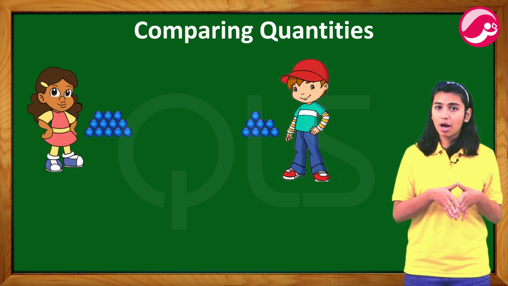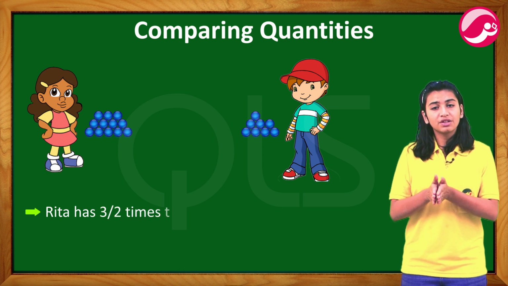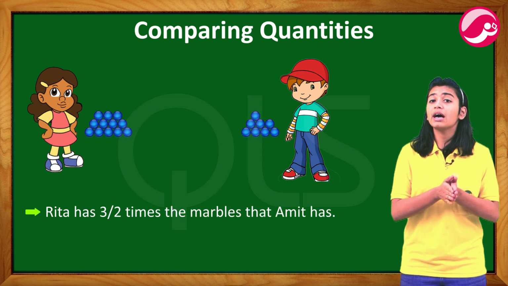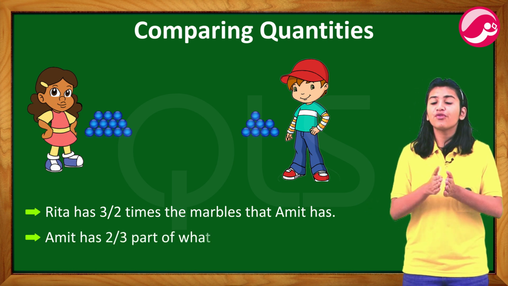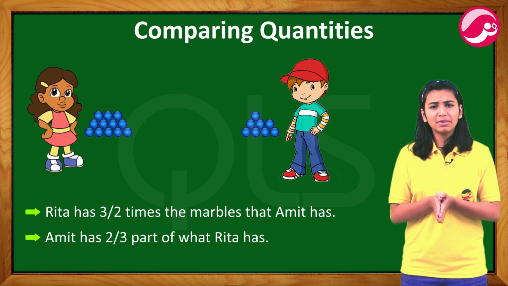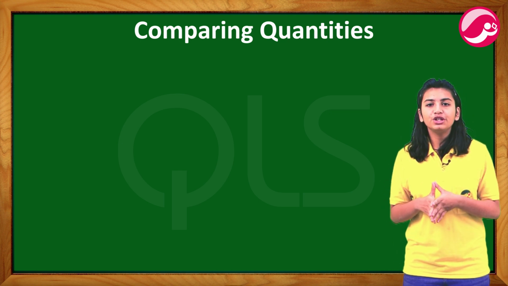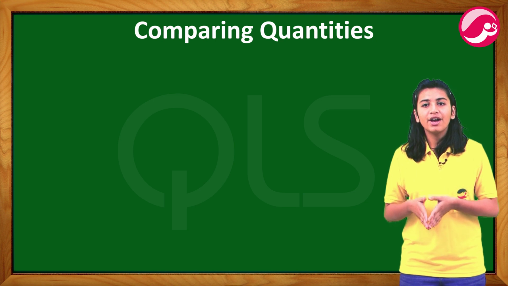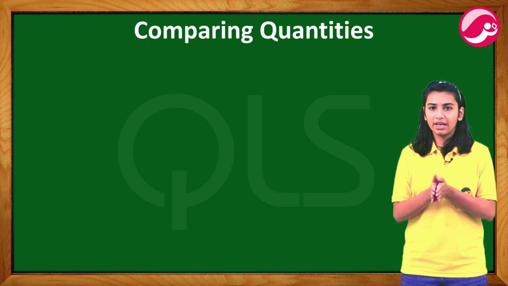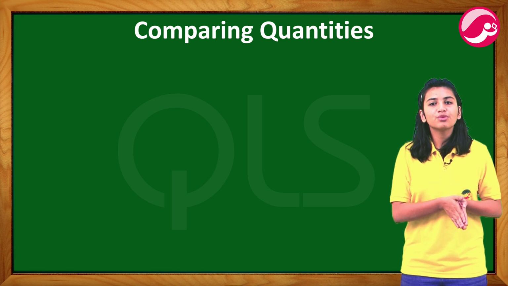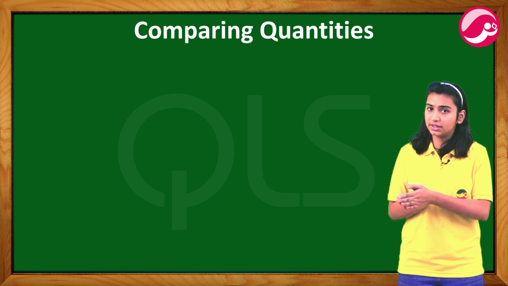Amit has 8 marbles. Now we can say that Rita has 3 by 2 times the marbles that Amit has, or Amit has 2 by 3 part of what Rita has. Do you remember comparison like this? We did it in class 6th. We have learned to make comparison by saying how many times one quantity is of another quantity. Here we see that it can also be inverted and written as what part one quantity is of the other.